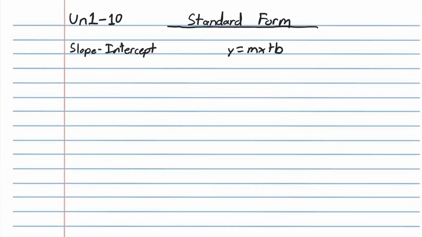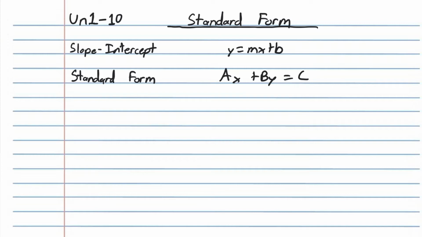But there is actually another form that you need to be familiar with. It's called standard form, and it looks a little bit different. Okay, it looks like this: Ax plus By equals C, where A, B, and C are just numbers. Like this could have been 2x plus 3y equals 7, or something like that.